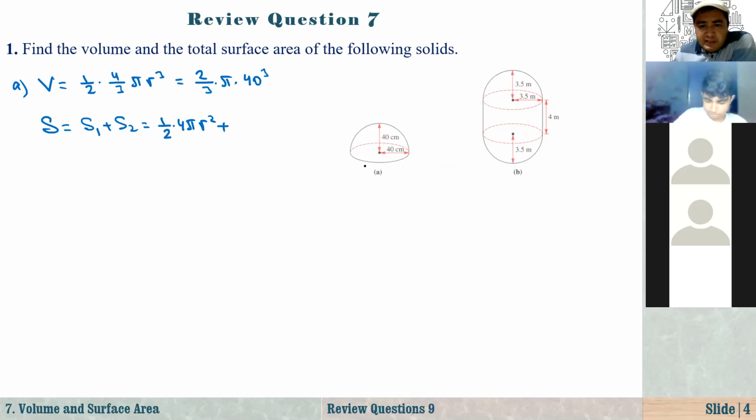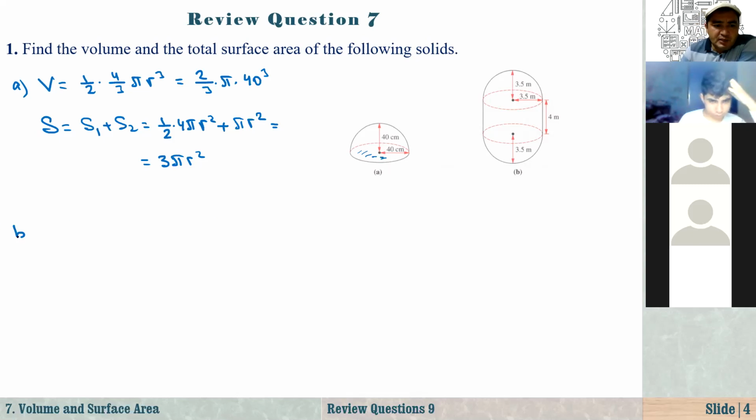And how about S2? S2 is the bottom of this one, right? So that is equal to just pi r squared. That is the area of the circle, because the part that is in contact with the ground, or whatever this floor, that is the circle. So now if you simplify this, here we have 1/2 times 4 is 2, 2 pi r squared plus pi r squared. So that's equal to 3 pi r squared. It is the total surface area of a hemisphere, including the bottom.